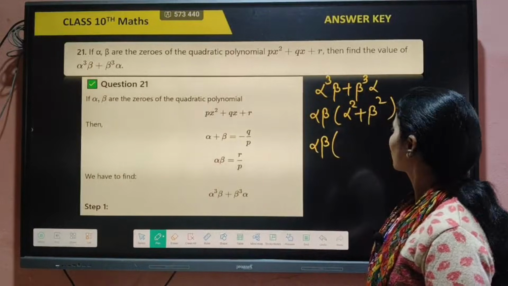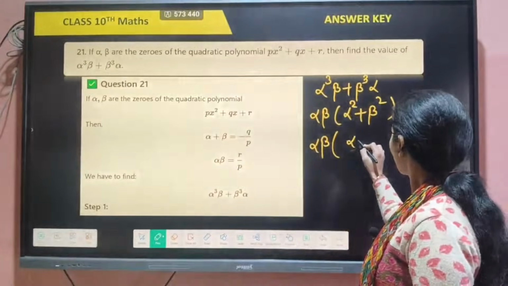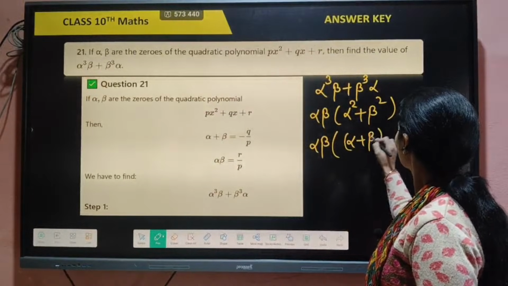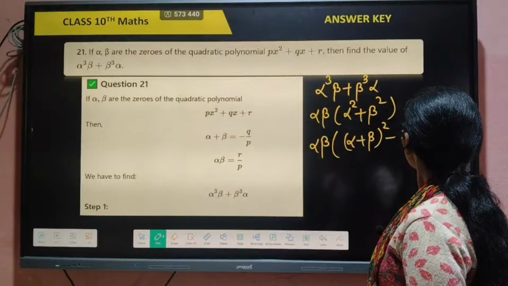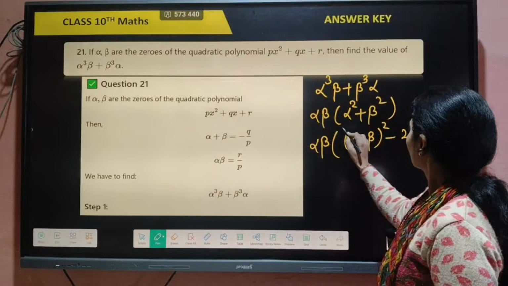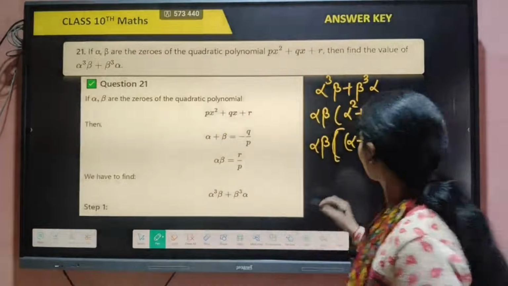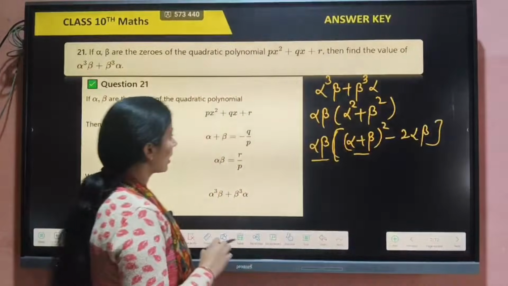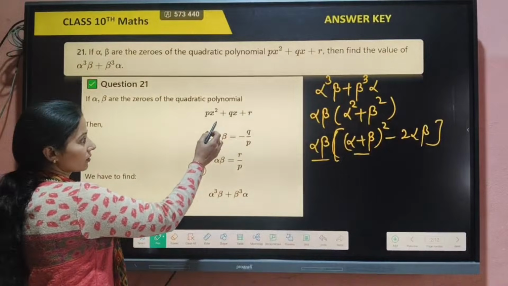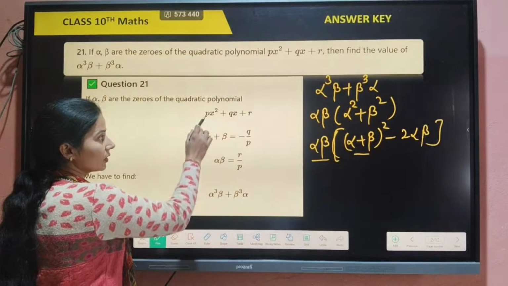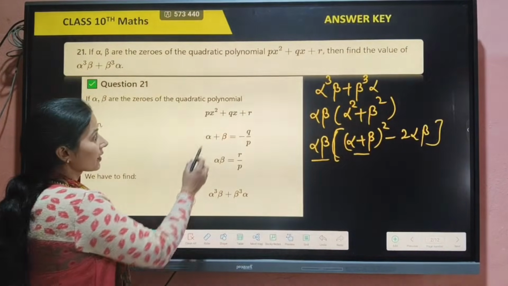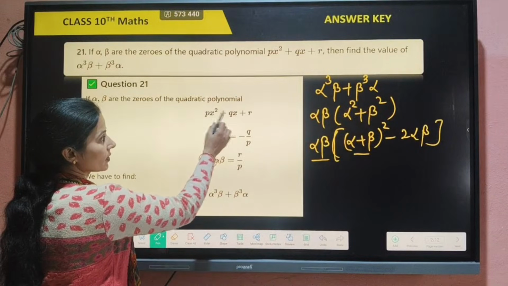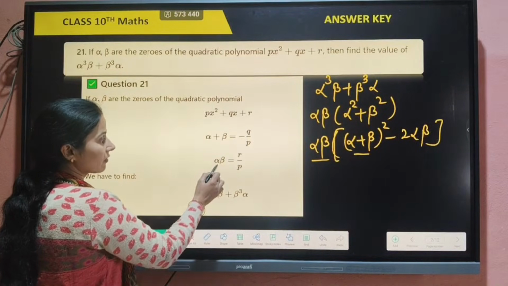Now we know the value of alpha square plus beta square: alpha plus beta whole square minus 2 alpha beta. We just have to put the value now. This is the product of zeros and this is the sum of zeros. I will find out the sum of zeros and product of zeros from the given quadratic polynomial. Alpha plus beta, the sum of zeros, is minus b by a, that is minus q by p, alpha into beta is r by p.